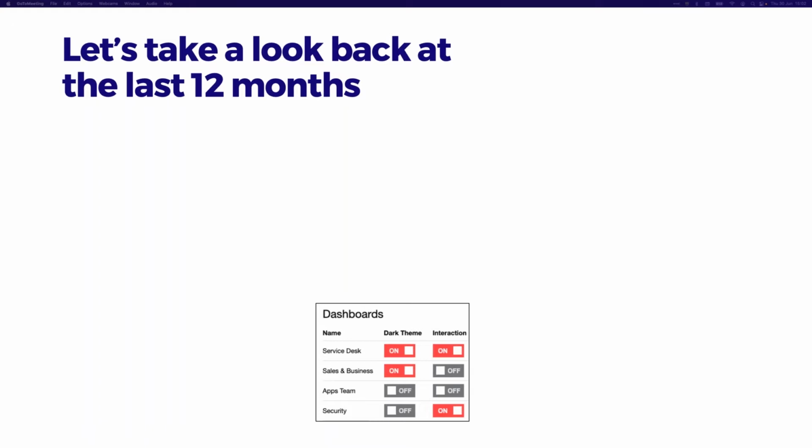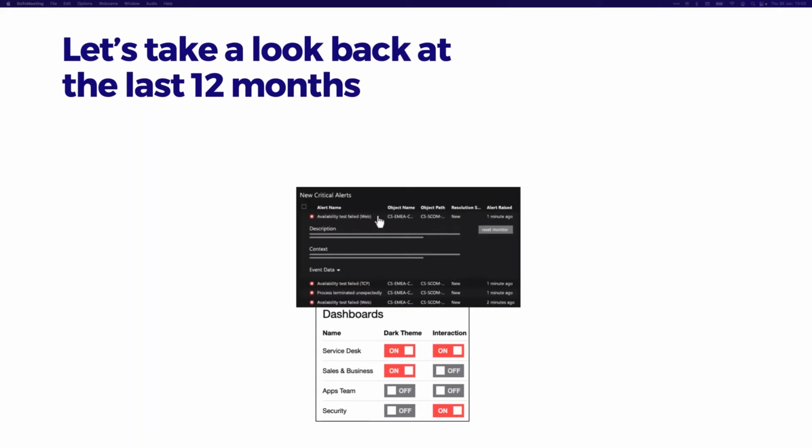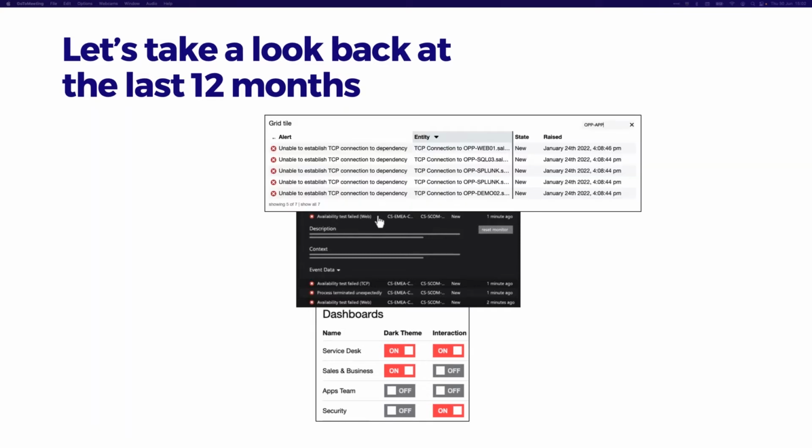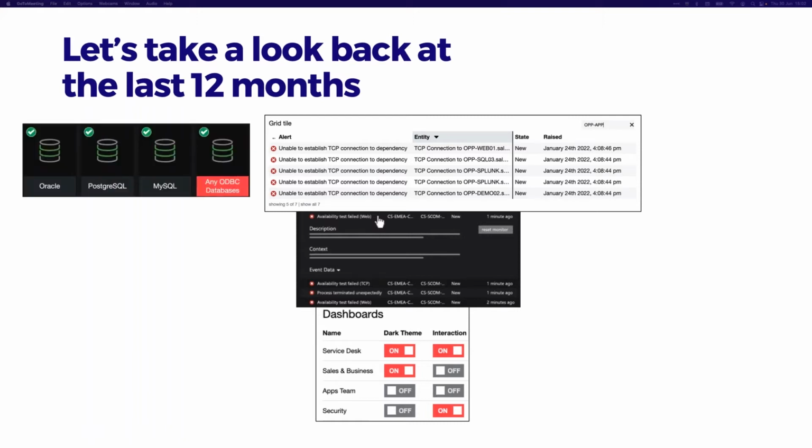So we introduced a dark theme per dashboard, and the ability to turn off interaction per dashboard. We also have with 5.5 a new alert panel, which lets you expand your alerts and see at a glance some of the most important alert data. We also did a big revamp to all our grid tile visualizations. We had a lot of good feedback from many of you about the ability to resize columns, change the order of the columns, and do some quick search on all your grid tiles.